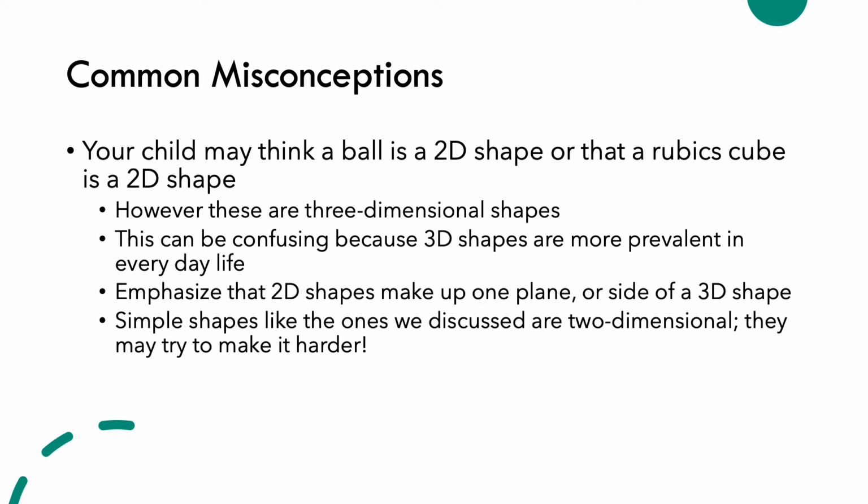They may think that a ball is a two-dimensional shape or that a Rubik's Cube is a two-dimensional shape. However, we know these are three-dimensional shapes. This can be very confusing for a child because three-dimensional shapes are more common in everyday life. It's important to emphasize to your child that two-dimensional shapes make up one plane or side of a three-dimensional shape. Simple shapes like the ones we discussed are two-dimensional. Your child may try to make it harder. It's important to keep it as simple as possible.